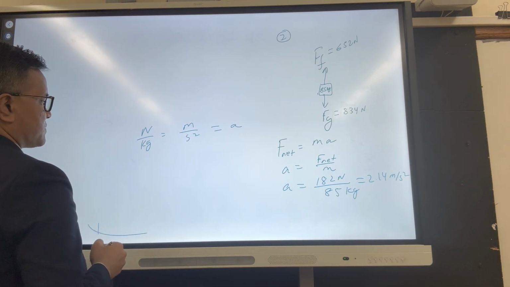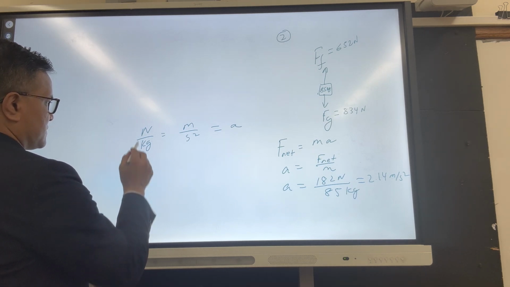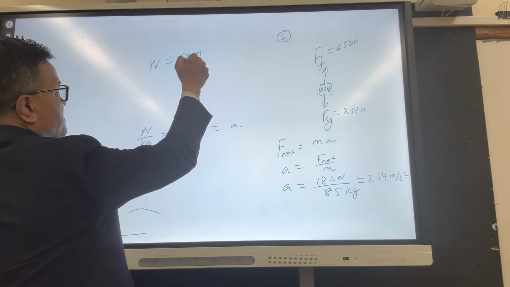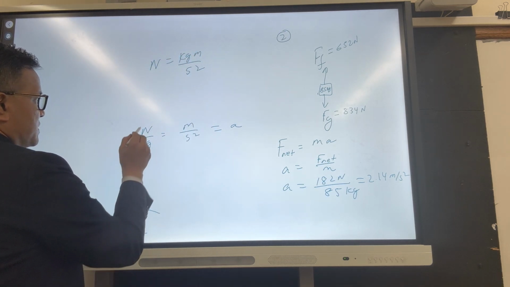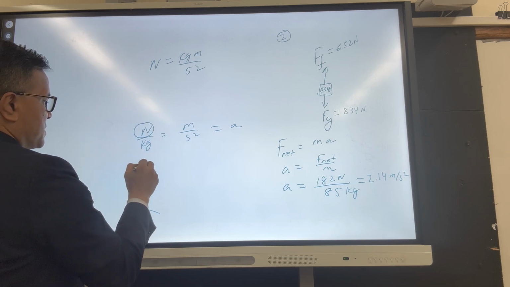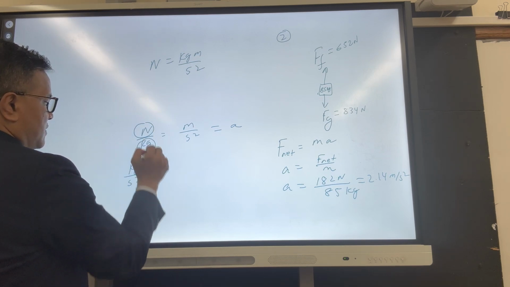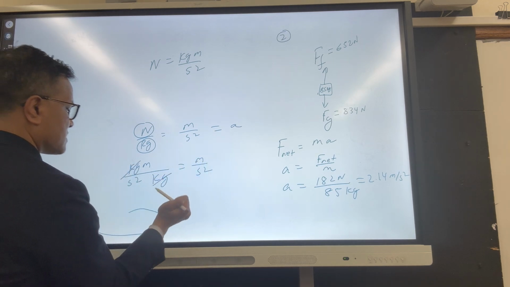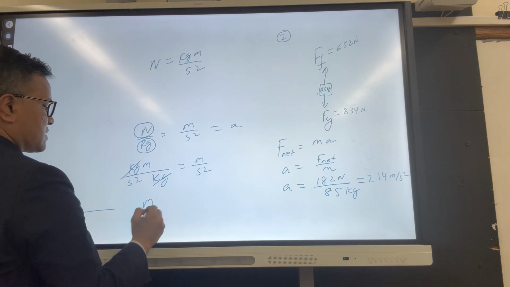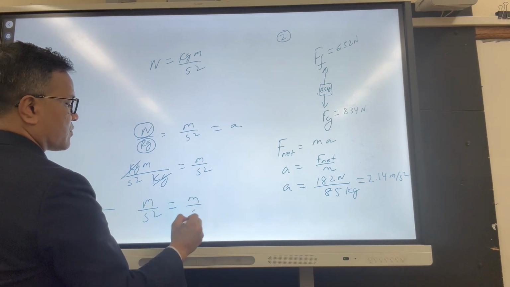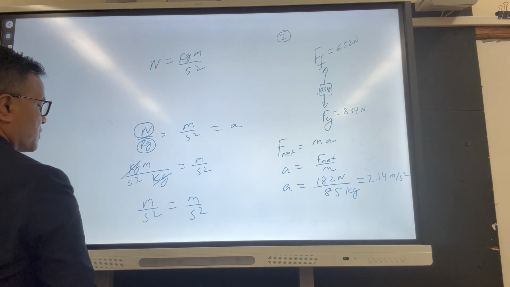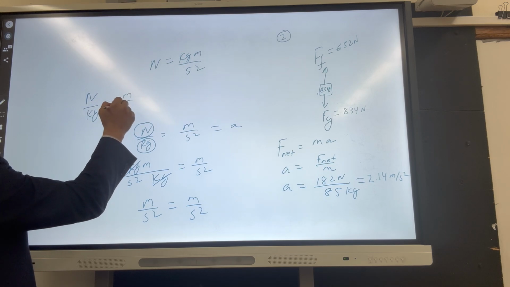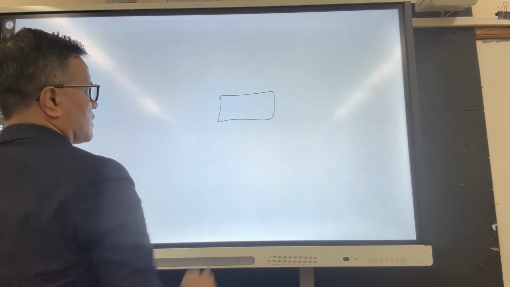So what do you have in Newton? Kilogram. So Newton is actually kilogram meter per second squared. So Newton is kilogram meter over second squared. You have kilogram meter over second squared, kilogram cancels, so meter over second squared is equal to meter over second squared. So what do we prove? We prove that Newton over kilogram is equal to meter per second squared. Okay.